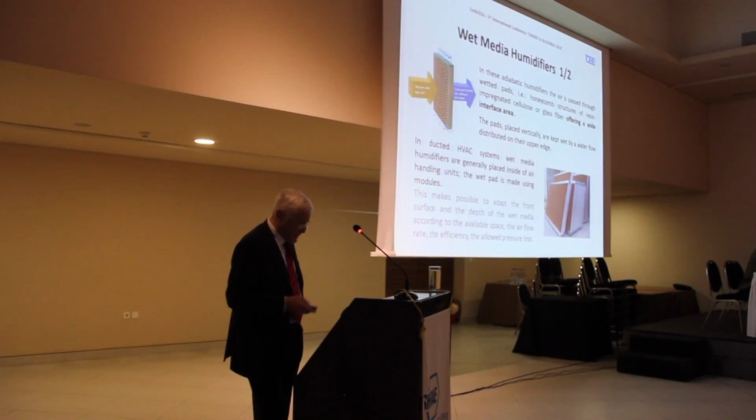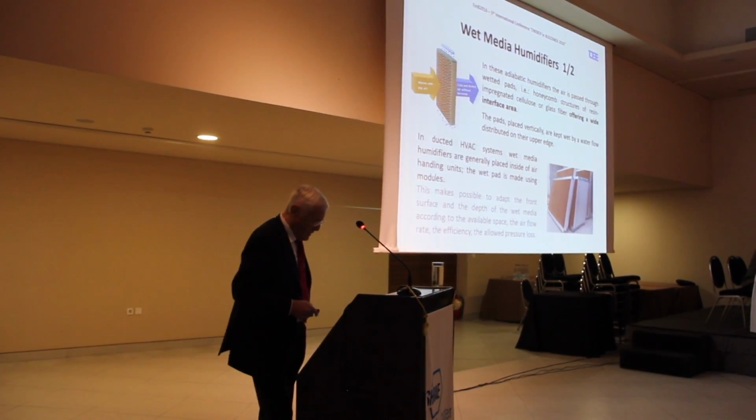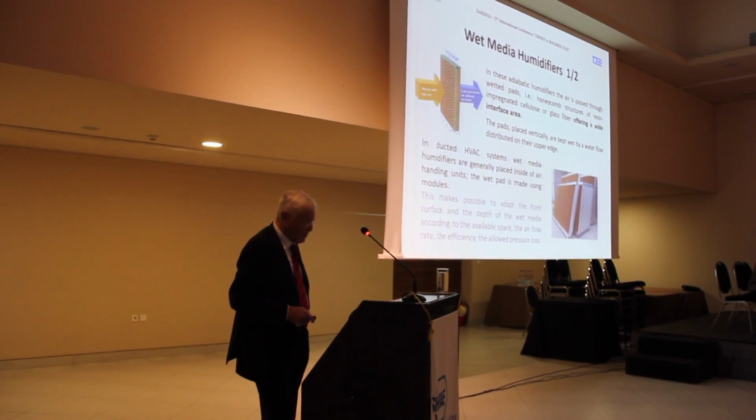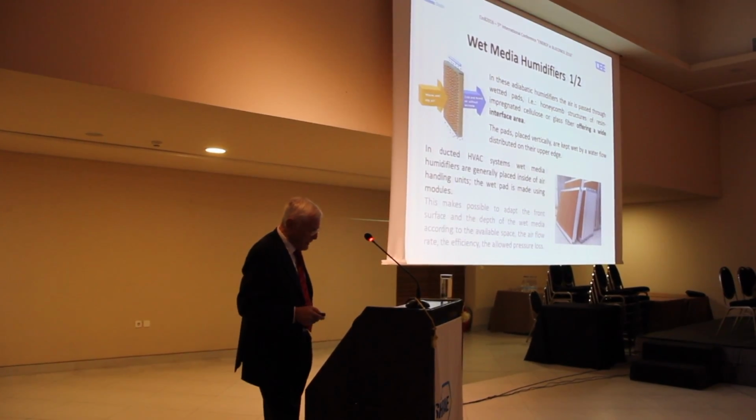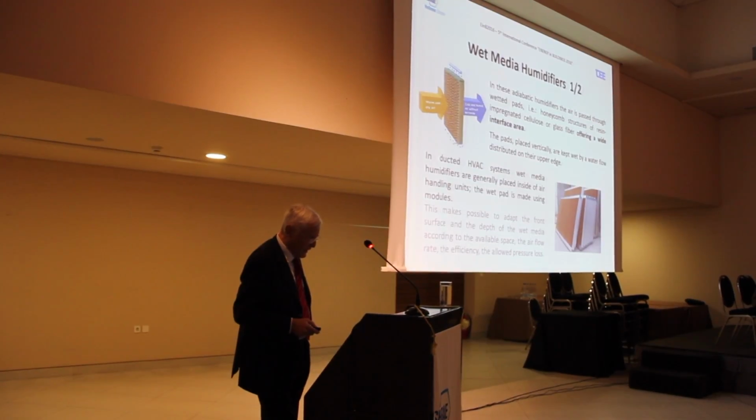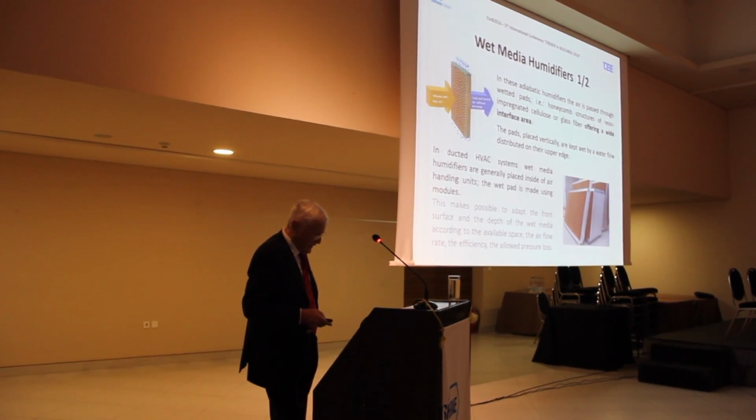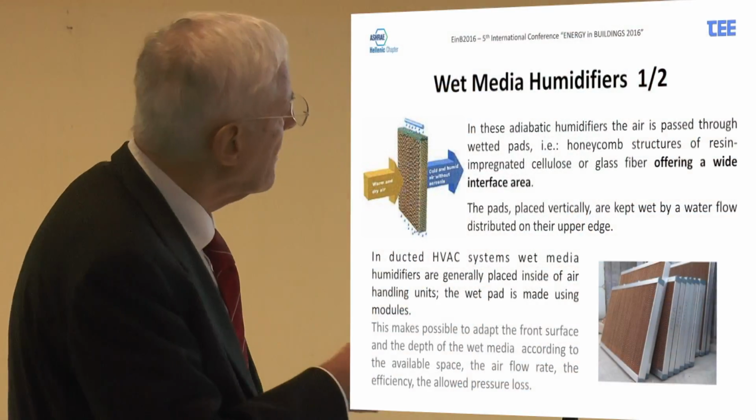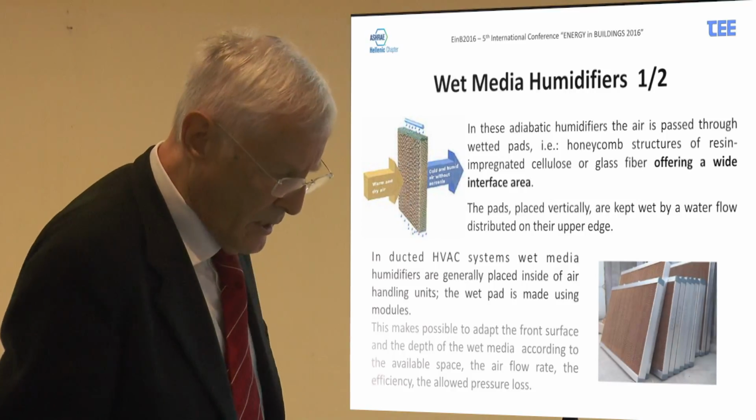The pads placed vertically, like this one, are kept wet by a water flow distributed over the upper edge. In ducted air conditioning and ventilation systems, wet media humidifiers are generally placed inside air handling units, and the wet pad is normally made using modules like the one we see on the back on the right.